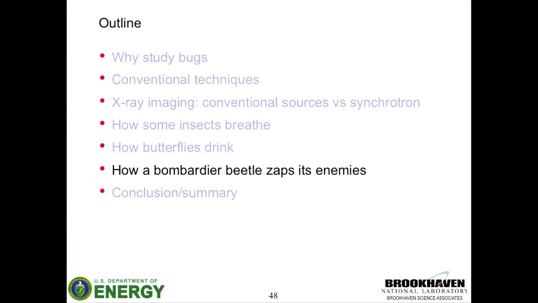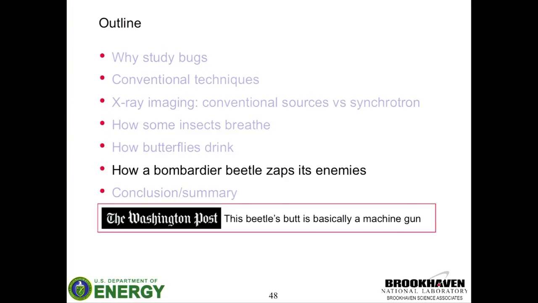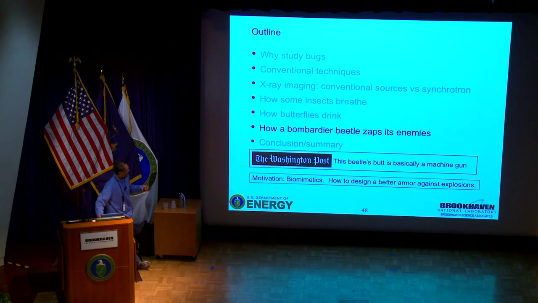And finally, an example: this is the latest work that we've done very recently. It's about a bombardier beetle. This work was covered in quite a few mass media, and the headline I like best is from the Washington Post. It says, this beetle's butt is basically a machine gun. The motivation for this is how to design better armor against explosions, and you'll see why shortly.